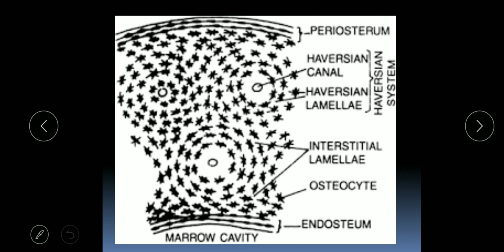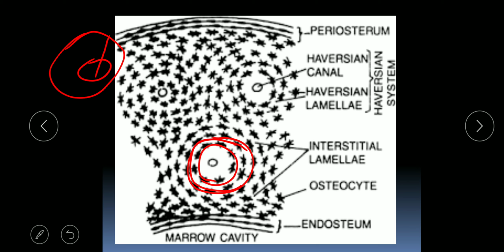So this star-shaped black structure is what? Osteocyte. And the osteocytes are found in the form of concentric rings. What are concentric rings? When more than one circle has the same center, such circles are known as concentric circles. So here also the osteocyte cells are found in the form of concentric ring-like structures. The space between the concentric rings is filled with matrix known as lamella.